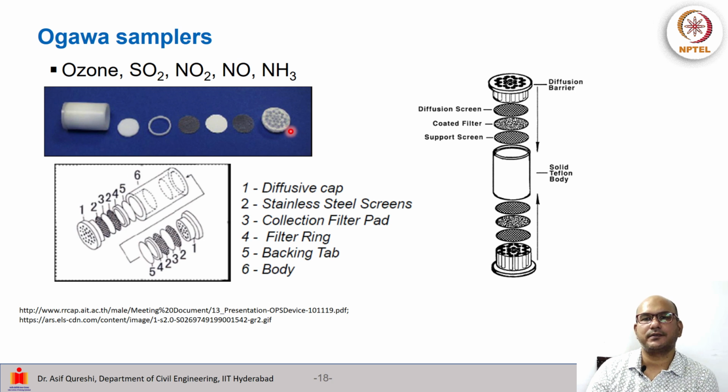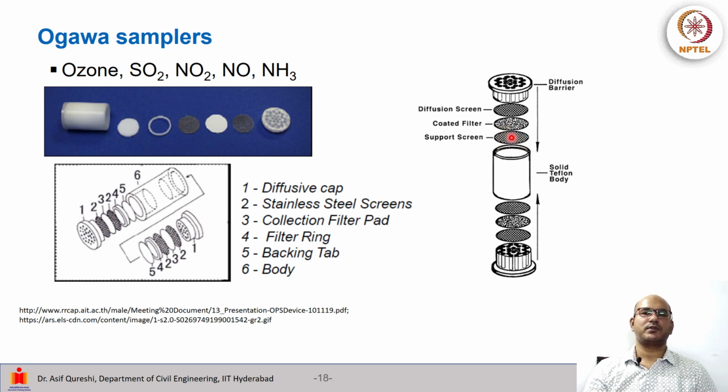Again, we will look here. So we will have the diffusion cap, which is your diffusion barrier. Then there is a screen, which is stainless steel. Then we have the coated filter. So depending on the gas one wants to sample, the coatings will be different.